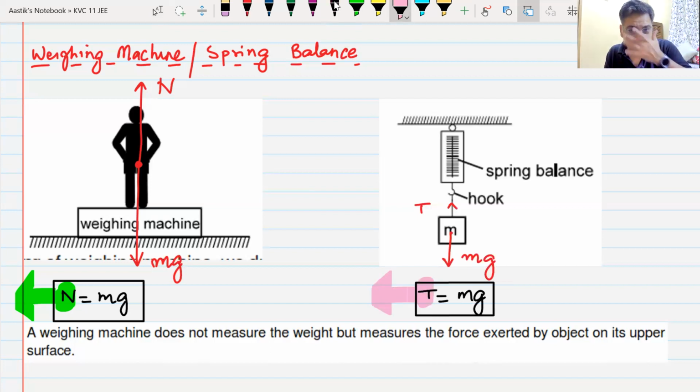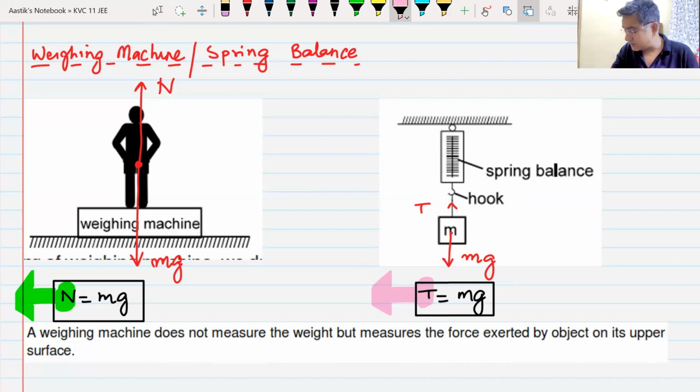So, what does a spring balance measure? It does not measure the weight. It measures the value of this T, which is the force applied by the weight on the spring balance. Are we getting my point? Now, in normal condition, the force exerted by the block on the spring balance will be equal to the weight, and therefore we can say that it measures the weight, but it does not measure the weight.